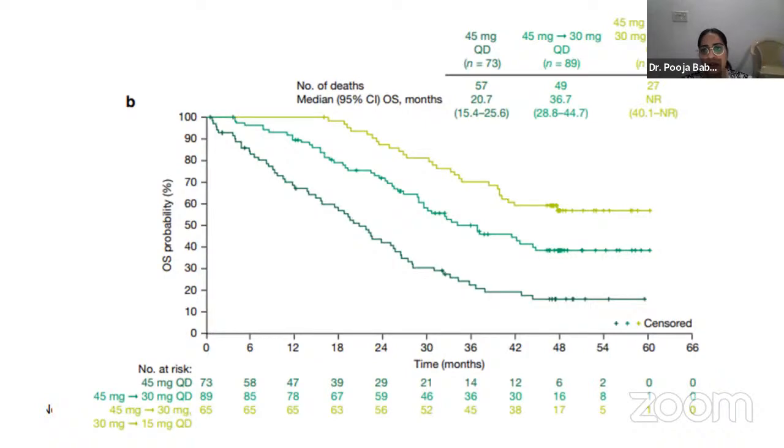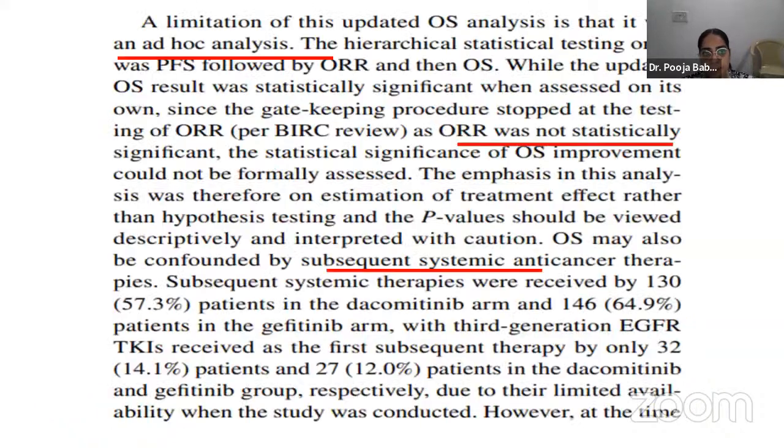The probable reason would be it was in hierarchical statistics, where initially a difference in PFS was required and overall response rate to further proceed to a meaningful statistically significant improvement in overall survival. Since there was no difference in overall response rate between the two arms, it did not proceed to OS. So I was explaining the same thing.